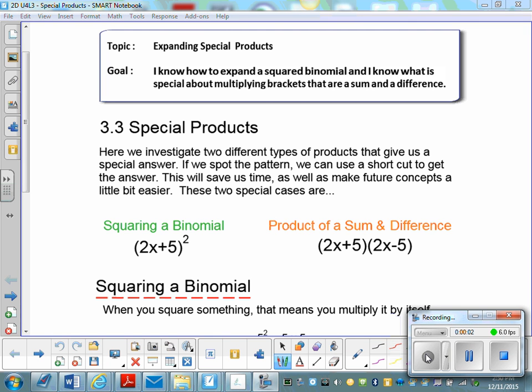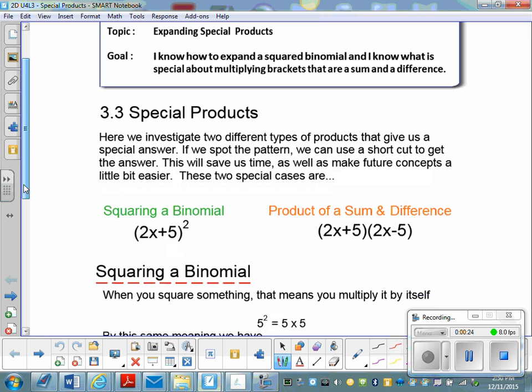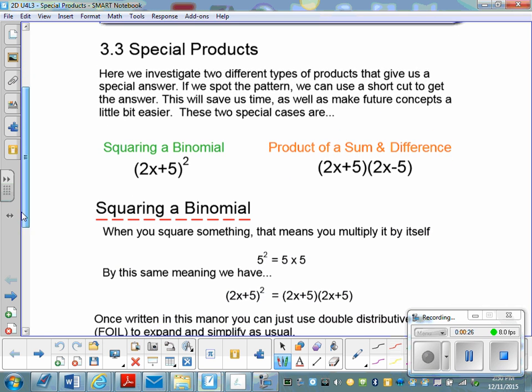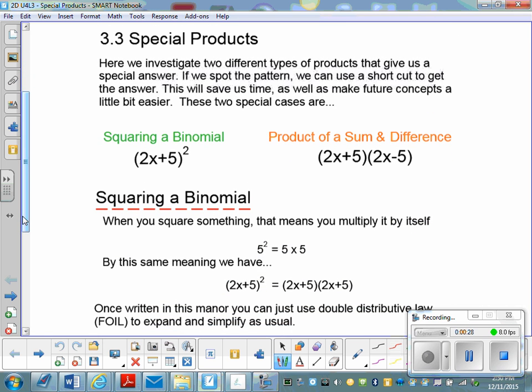So in yesterday's lesson, we took a look at multiplying binomials together. Today we're going to take a look at some special products. So I know how to expand a squared binomial, and I know what is special about multiplying brackets that are a sum and a difference. So these are just some special situations that are good to talk about. So when we recognize them, we know an easier way to solve them.